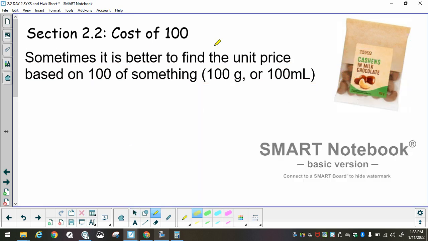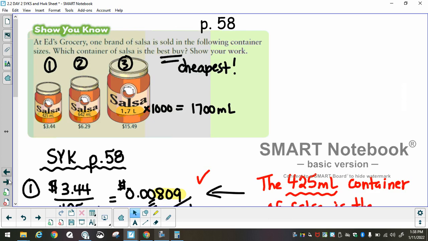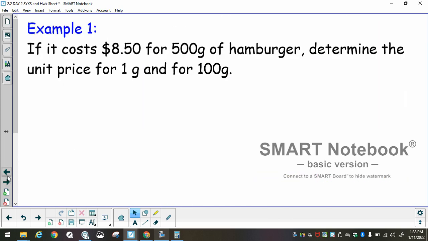So sometimes it's better to find the unit price based on 100 of something. So 100 milliliters or 100 grams. The good news is, to do this, it's not much harder. We're going to do the exact same thing as we just did with the salsa, but then we're going to times by 100.